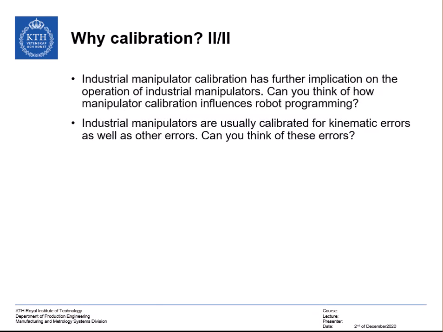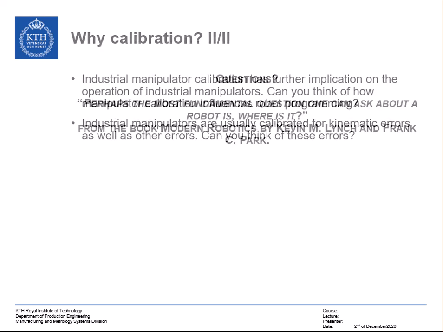Industrial manipulator calibration has further implications on the operation of industrial manipulators. Can you think of how manipulator calibration influences robot programming? Industrial manipulators are usually calibrated for kinematic errors as well as other errors. Can you think of these errors? Think about these questions. We will discuss them during the laboratory. This concludes this introductory session.